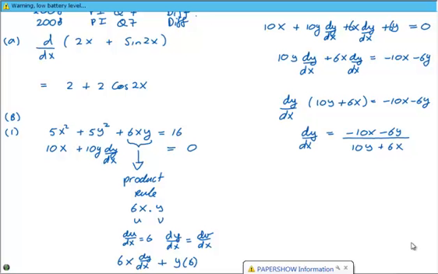u is 6x, v is y, so dv/dx is equal to dy/dx and du/dx is equal to 6. Use your product rule, and then you take that and you put it back in, and you can see it's gone back in just here. Multiply it all out. Everything with a dy/dx stays on the left hand side, everything else over to the right. You're going to factorize out the dy/dx, that's what's happening here. And you're going to divide both sides by 10y plus 6x so that you get dy/dx on its own.